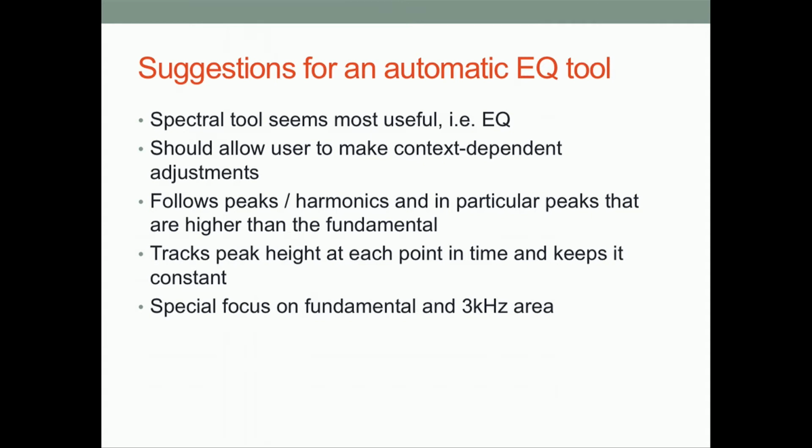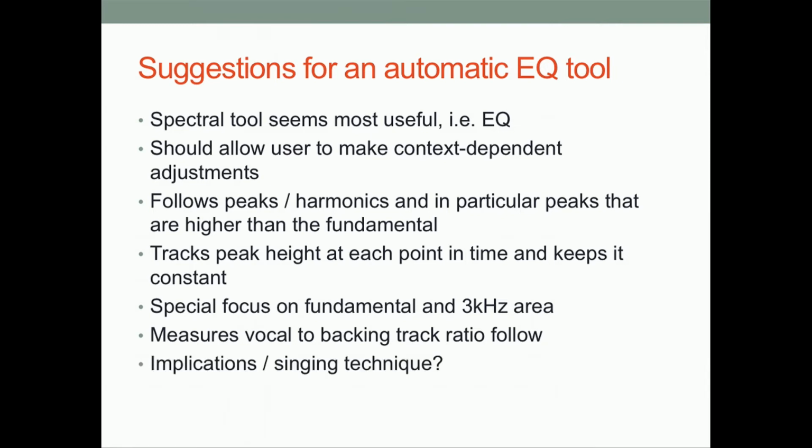So it might be good for people to adjust those. The fundamental is obviously different all the time, so if it could automatically track that, that would be good. And of course, measure the vocal to backing track ratio, how much masking is going on, and take that into consideration. It might also be interesting to see if some of this has implications for being able to sing more clearly. It's just another thought at the end, but I'll stop there before I keep going on and on.